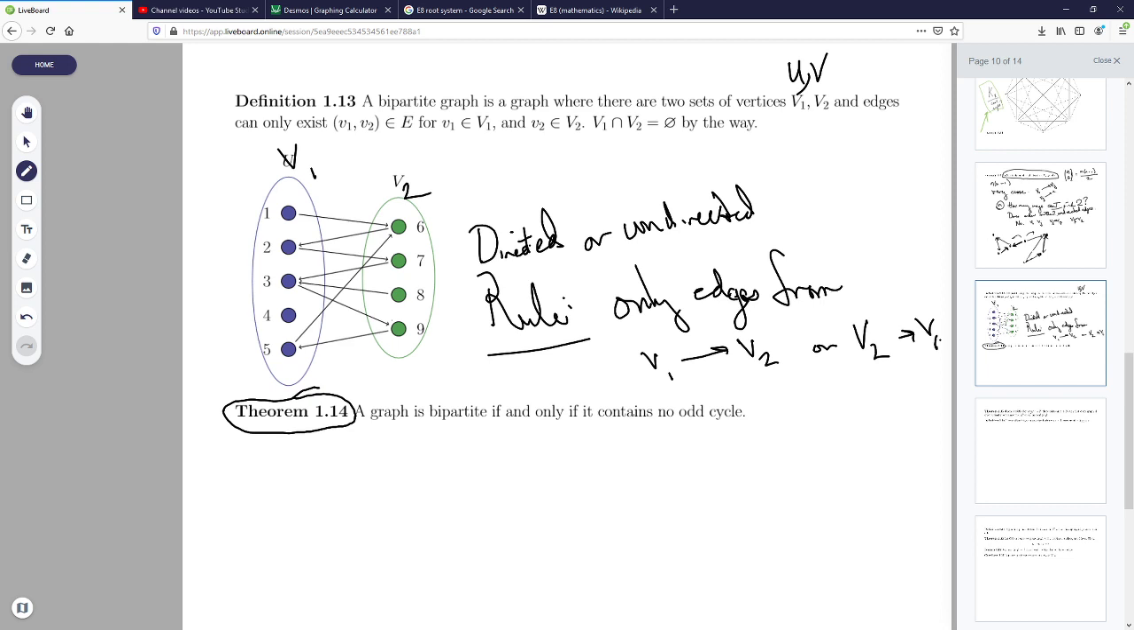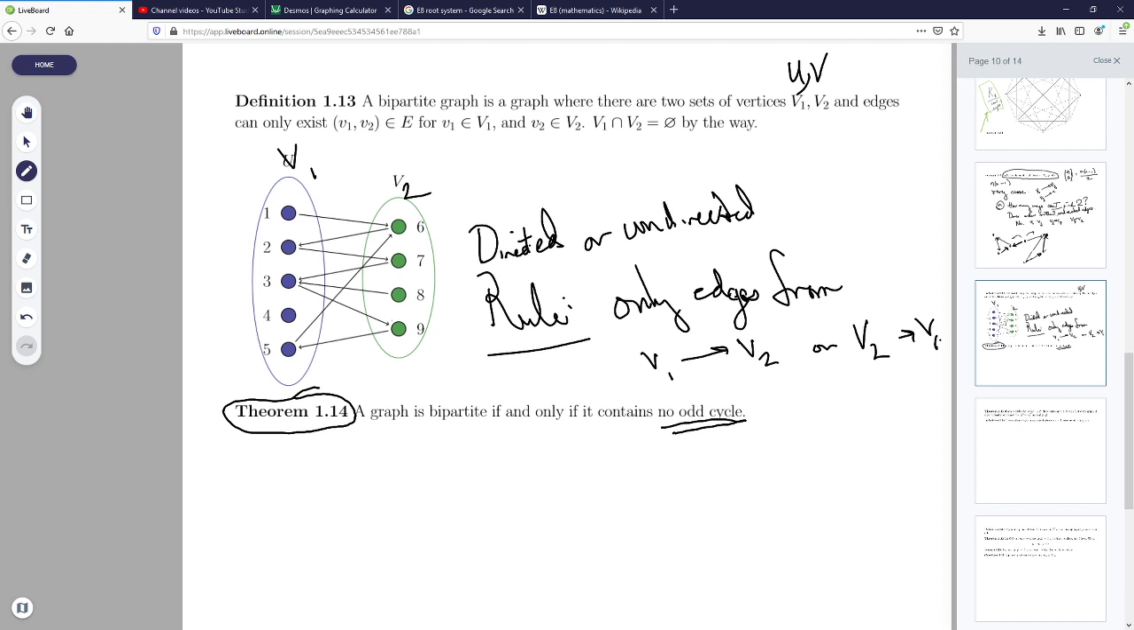But here's the fun fact. The fun fact about it is that a graph is bipartite if and only if it contains no odd cycle. I think that's interesting because it kind of makes sense. So here's why it makes sense: if a graph is bipartite, it should have no odd cycle.